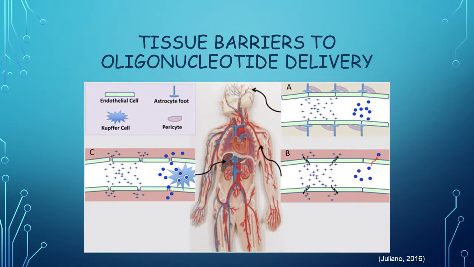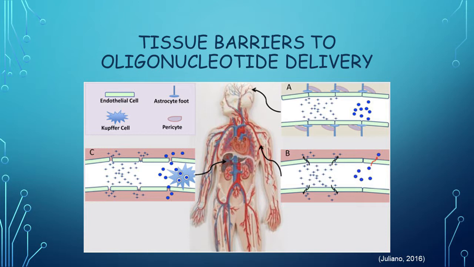The following image shows the tissue barriers to oligonucleotide delivery. The star shapes represent free oligonucleotides and the blue circles represent oligonucleotides in nanoparticles. If we look at image A in the top right-hand corner, we can see the blood-brain barrier has tight endothelial cells, as well as pericyte and astrocyte processes, which make it impermeable for free oligonucleotides and oligonucleotides in nanoparticles.